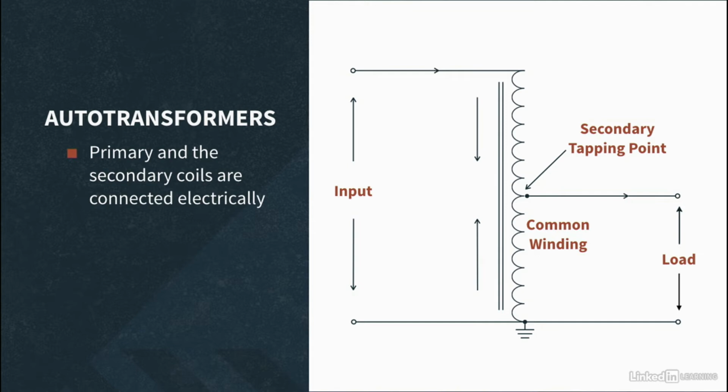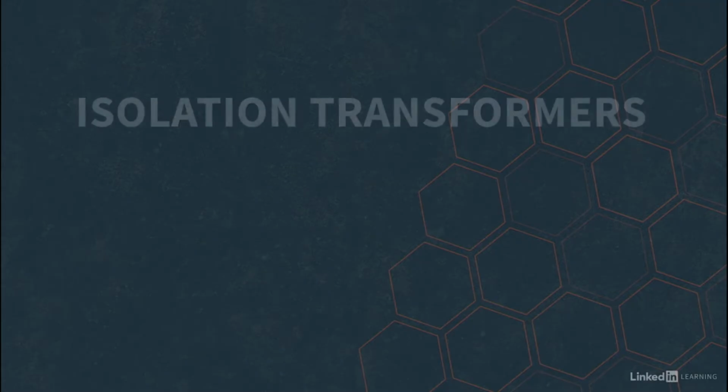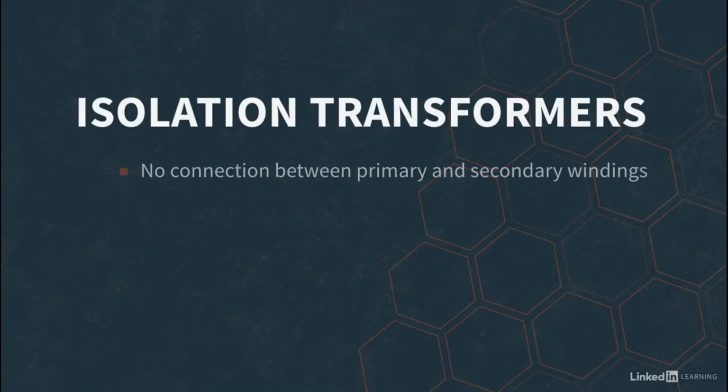Sometimes autotransformers have multiple points, known as taps, where the user can select a specific output voltage that they want to use. An isolation transformer is a transformer that has no physical electrical connection between the primary and secondary windings. In fact, most building distribution transformers are also isolation transformers.